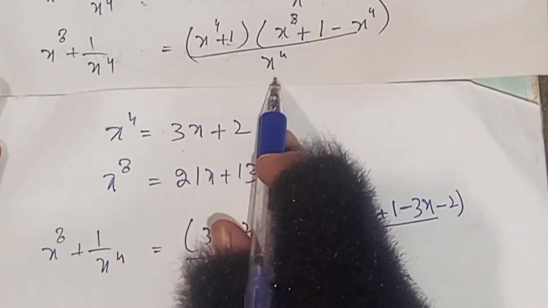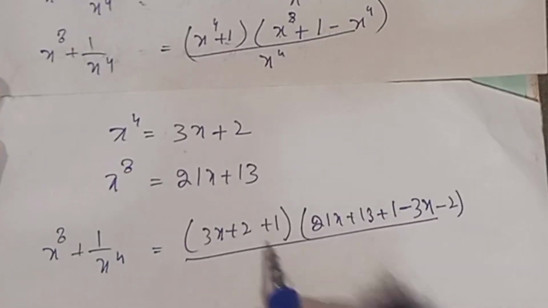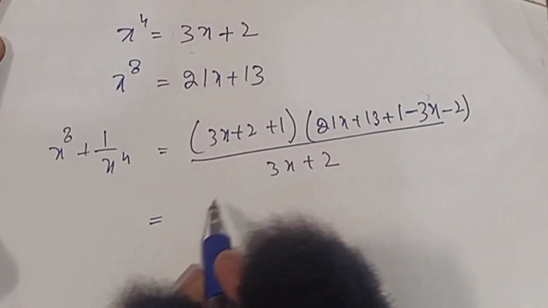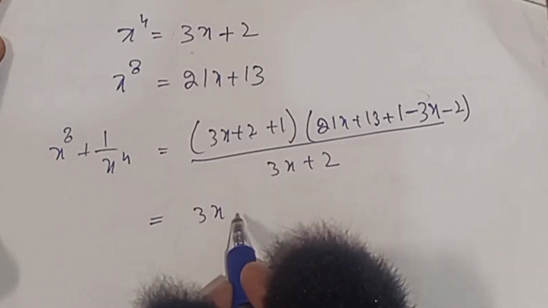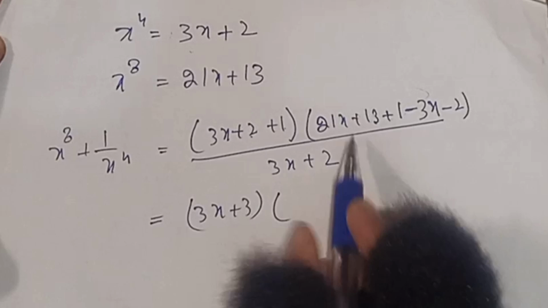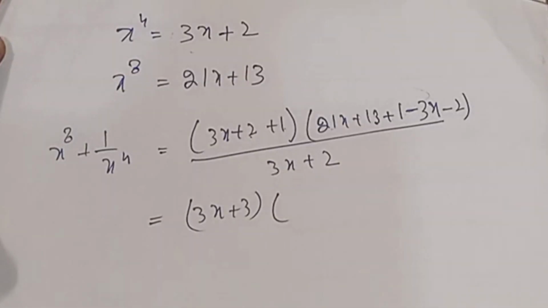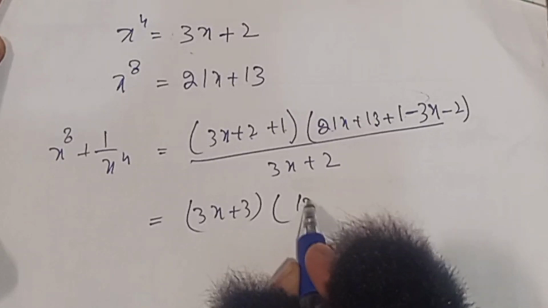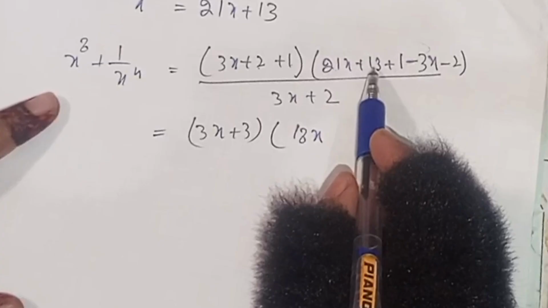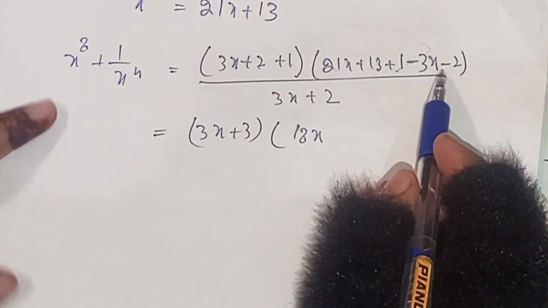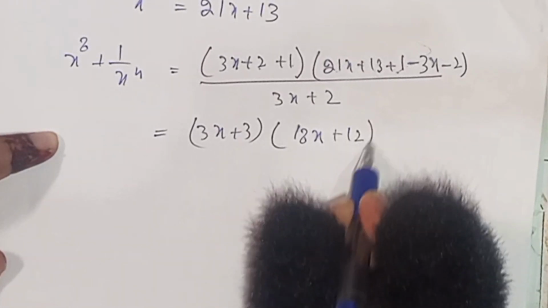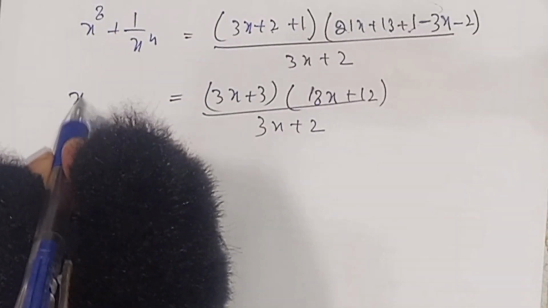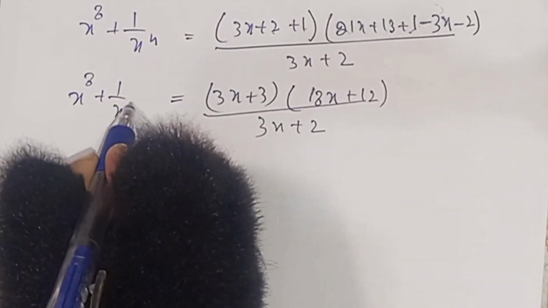The denominator is x^4, and x^4 is equal to 3x + 2. So now we simplify this value. 3x × 2 plus 1 is 3, and 21x minus 3x will become 18x, and 13 plus 1 is 14, and 14 minus 2 is plus 12. The denominator is 3x + 2. It's equal to (x^8 + 1) over x^4.